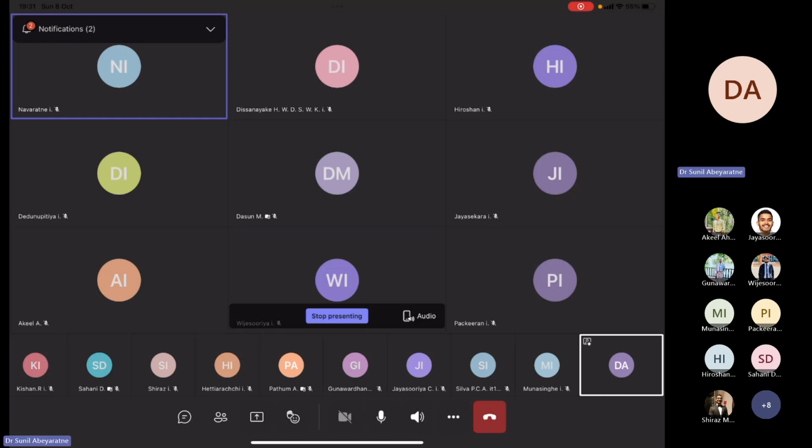What's the situation? Are you okay with this explanation of data protection law? Do you have anything to clarify? Yes? Yes, Hiroshan? Vijay? Surya? Akil? Yeah. Dasul? Yeah. What's the situation? Hello, sir.